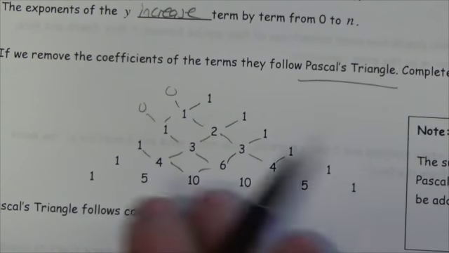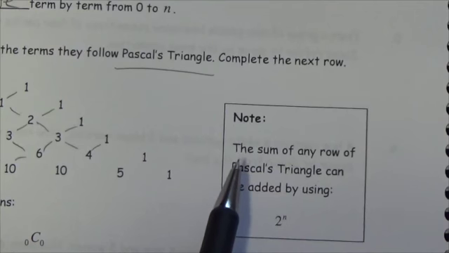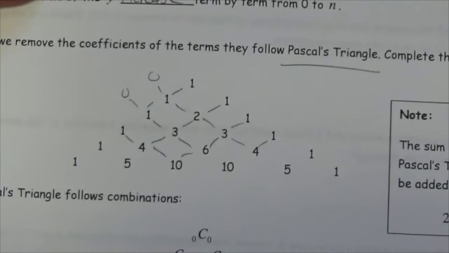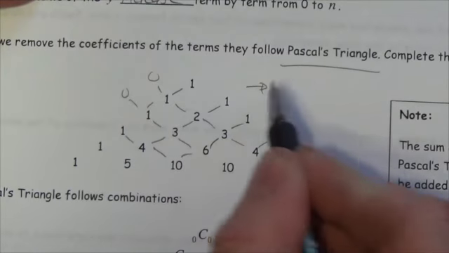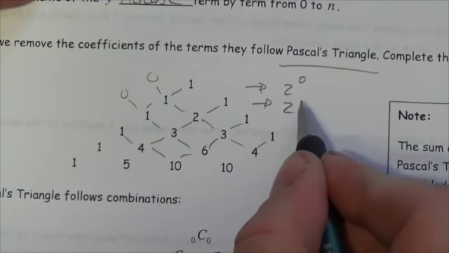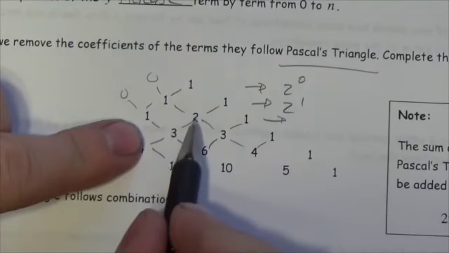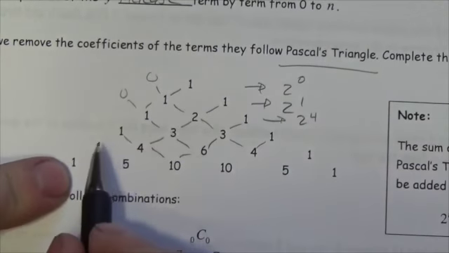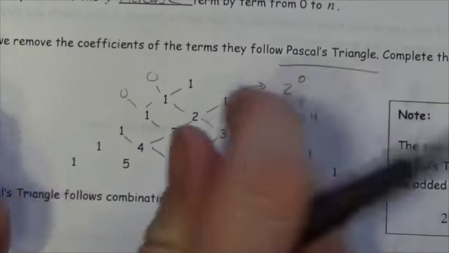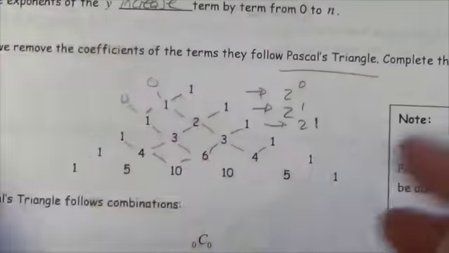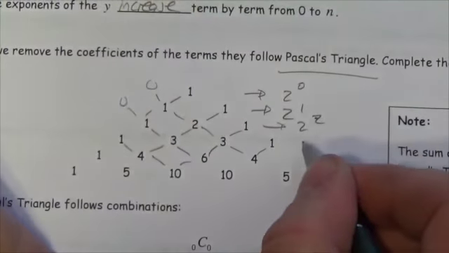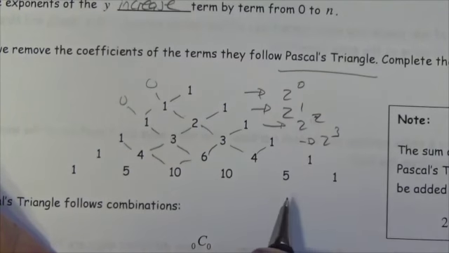Now, there's a couple interesting things about this. Notice that the sum of any row in Pascal's triangle can be found by using 2 to the n. The sum of this row right here is 2 to the 0. The sum here is going to be 2 to the 1. The sum here, 1 plus 2 plus 1, is 2 to the 4. 1 plus 3 plus 3 plus 1, that's 4 plus 4 is 8. Oh, sorry. I didn't mean 2 to the 4. I meant 2 squared, which is 4. This next one is going to be 2 cubed, and so on.